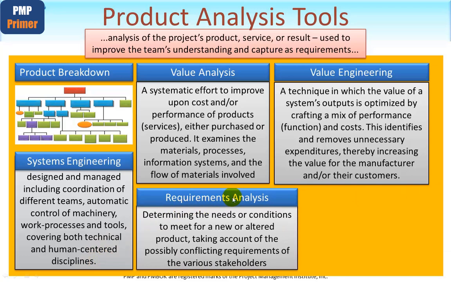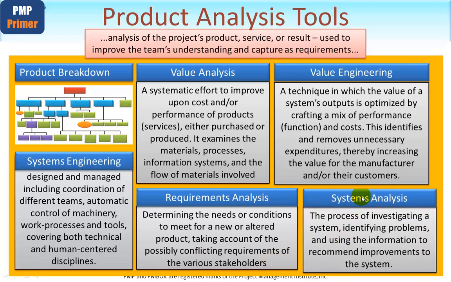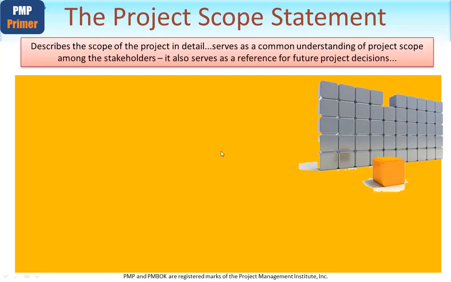Requirements analysis. What we're trying to do here is to tie back requirements, determining the needs or conditions to meet for a new or altered product, taking account of possible conflicting requirements from the various stakeholders. Again, it's to attempt to get a consensus. Systems analysis, the process of investigating a system, identifying problems and using the information to recommend improvements to the system. Very similar here to systems engineering and value analysis. Okay, that's about all we need to cover here. Let's move on and look at the very important project scope statement.